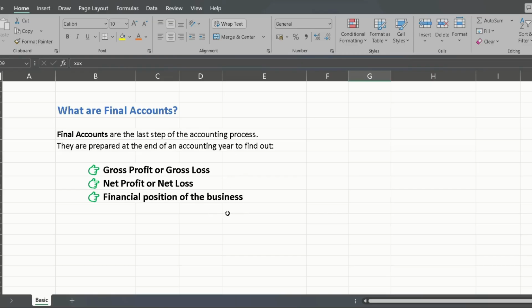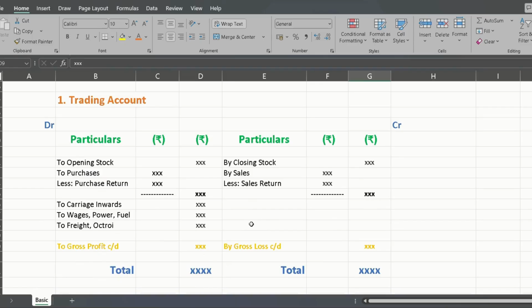First step is the trading account. The process is to find out gross profit or gross loss made from buying and selling goods. Format of trading account: particulars, debit amount, particulars, credit amount. On the debit side, all direct expenses related to goods are shown, like opening stock, purchases, wages, carriage inwards, etc. On the credit side, sales and closing stock are recorded.